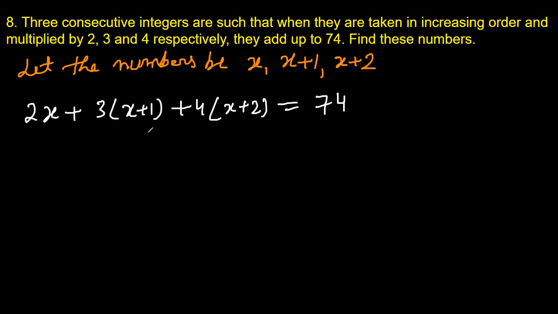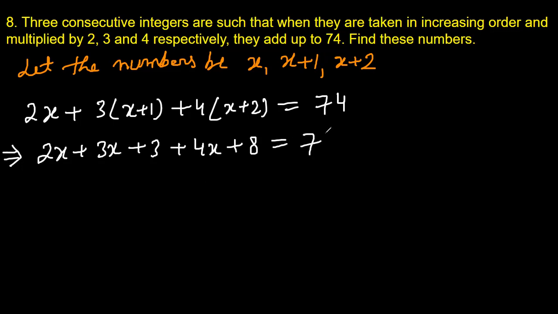Now it's a very simple linear equation, can be solved. This means we write this sign, this implies: 2x plus 3 times (x plus 1), plus 4 times (x plus 2), is going to be 74. That is 2x plus 3(x plus 1) plus 4x plus 8 equals 74.